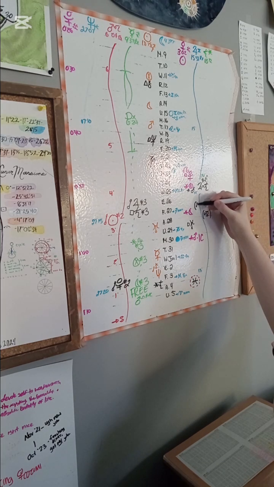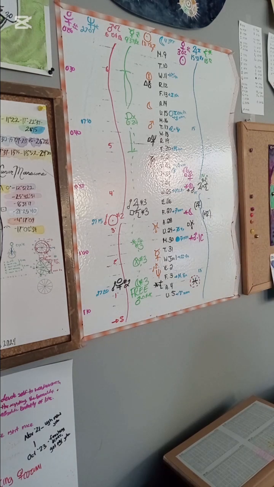I will put receiving transits in brackets. So I've got that Saturn and Jupiter are receiving a square and opposition from Mercury. So I'll put that in brackets, just to remember that both are affected.